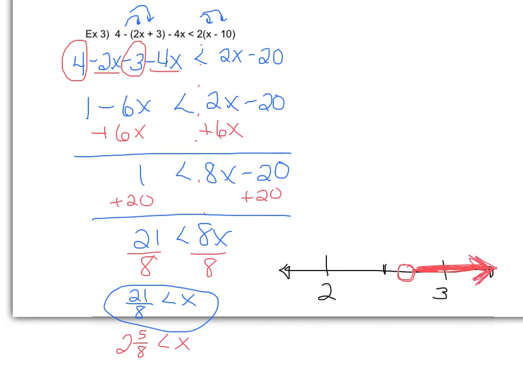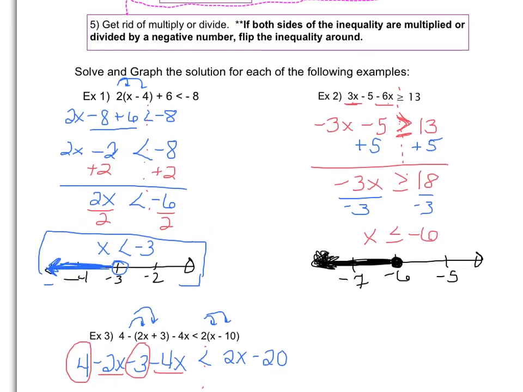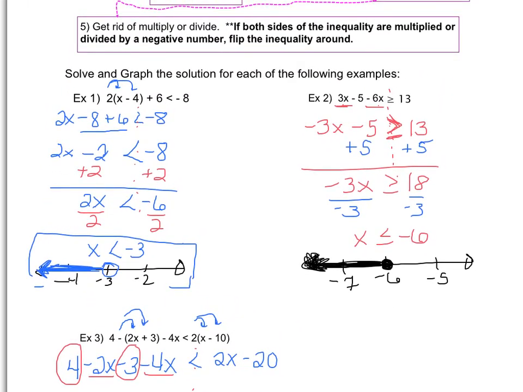So as you can see, very similar to things we have already done, just making sure to remember, like I did here in example 2, that if I multiply or divide both sides by a negative, I turn my inequality around. Make sure to bring any questions with you into class.